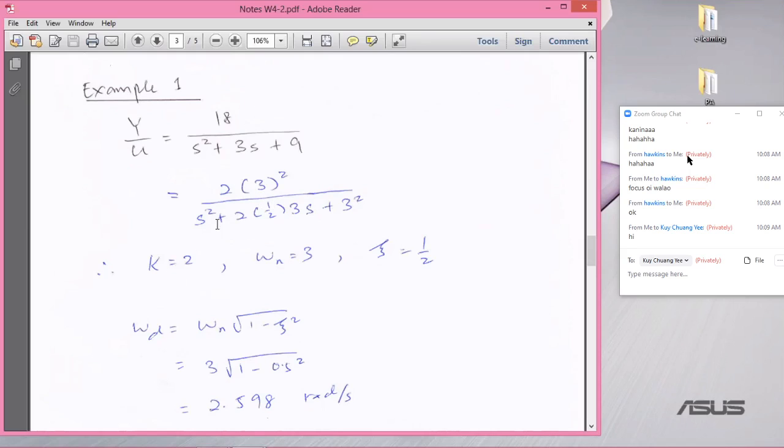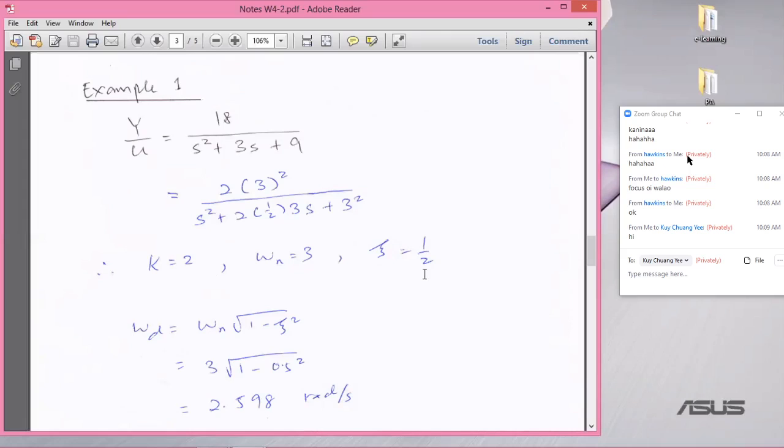In fact, so now here you can see that k is equal to 2, there's a gain, omega n is equal to 3, and the damping ratio is equal to 1/2. In fact, you can solve this equation. You say omega n square is equal to 9, k omega n square is 18, 2 zeta omega n is 3. You can solve those three simultaneous equations and obtain this. K is equal to 2, omega n is equal to 3, zeta is equal to 1/2. Okay, so this is the gain k, the natural frequency, and this is the damping ratio.